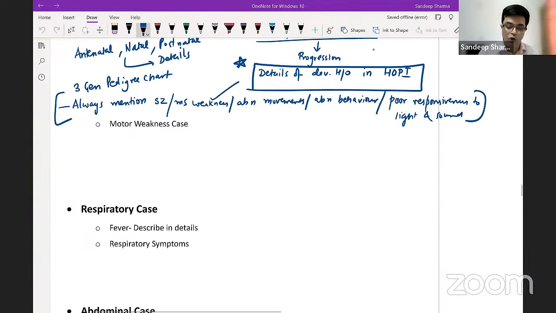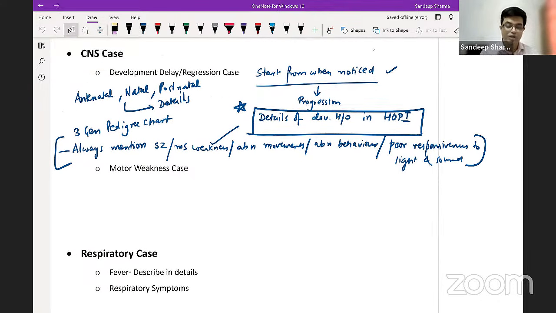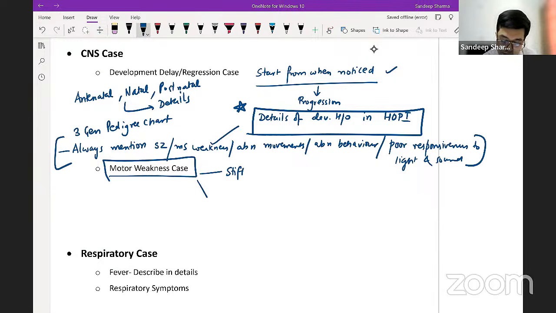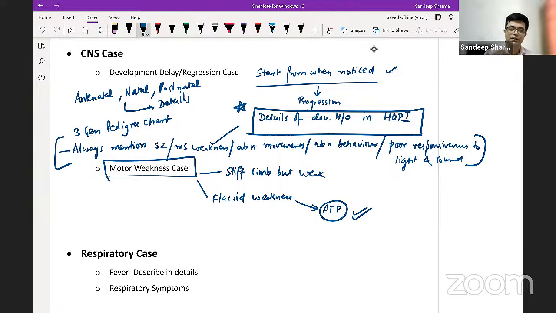So in this CNS case, always ask about these histories. Motor weakness case: if you get a specific motor weakness case, always ask whether it is a stiff limb weakness or a flaccid limb weakness. If it is a flaccid weakness, your history and entire examination will go on the lines of acute flaccid paralysis. So complete viva will go on AFP. This is one topic. You should be ready. Read it properly. How many stool samples? What are the DDs? How will you distinguish between them?